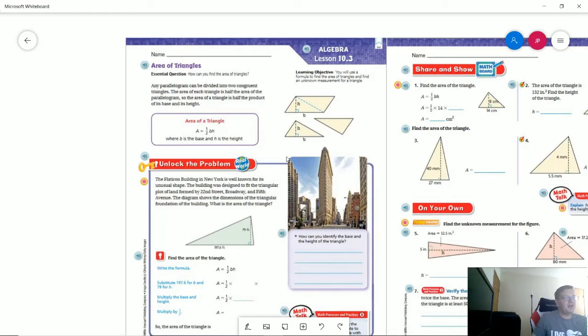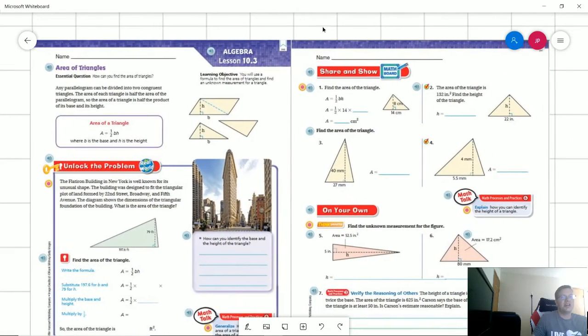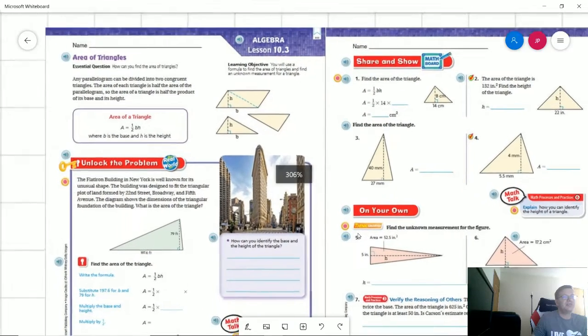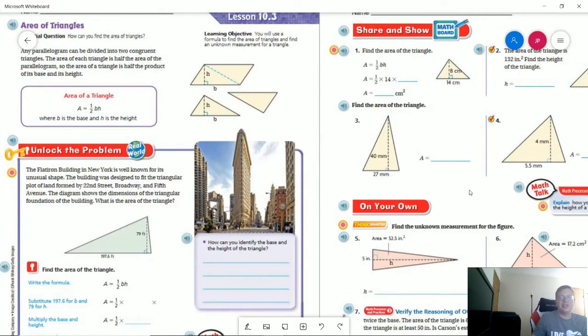I can't remember if I've actually been to this building. I've been to New York City before a few times, but I don't recall actually seeing that particular building.